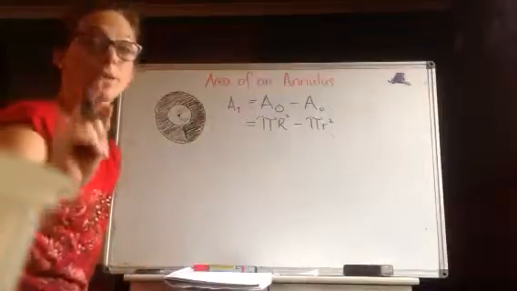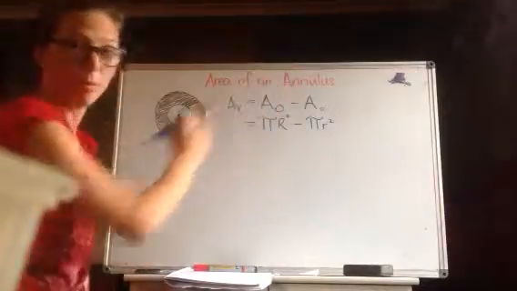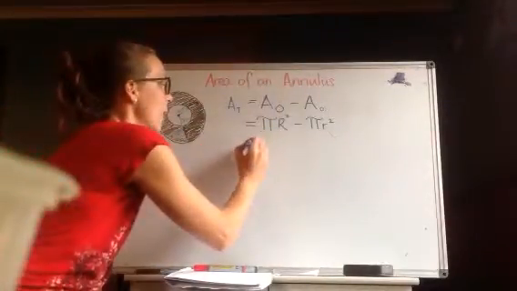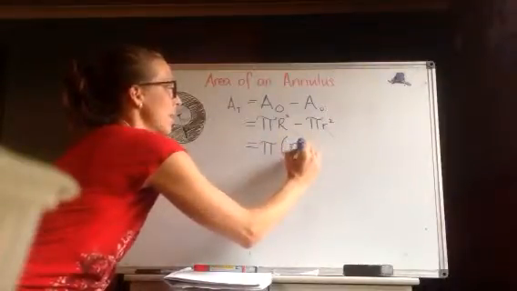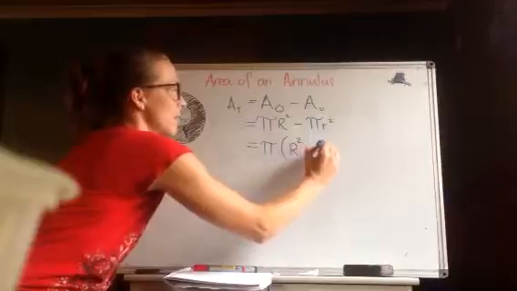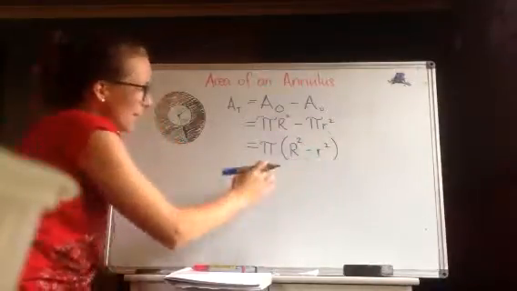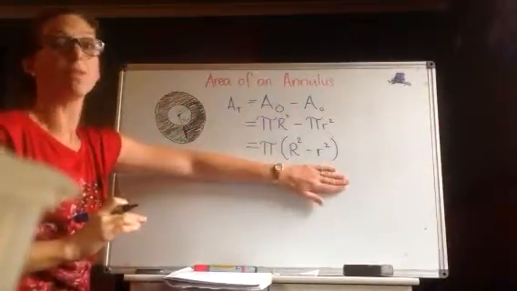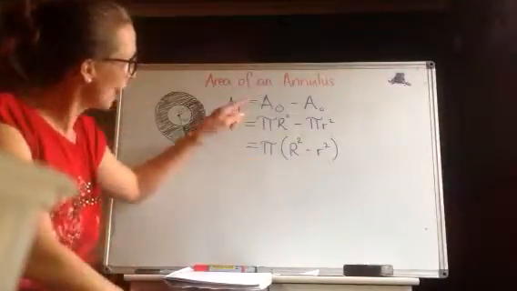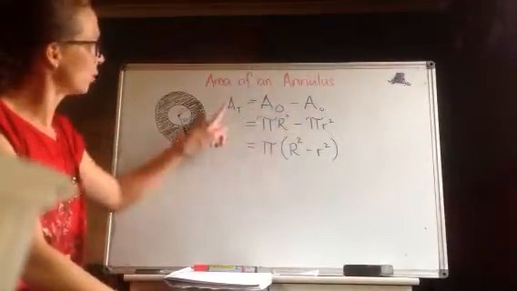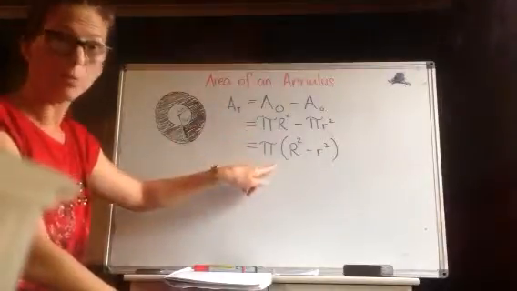Now, this is where your factorisation comes in. I'm going to take out a common factor from both of these. So I'm going to take out pi and leave that on the outside, and then I'm just going to be left with big R squared take small r squared. Now this is actually, right here, the formula for the area of an annulus. So you could actually skip these two steps and go straight to here if you ever did one of these in the future.